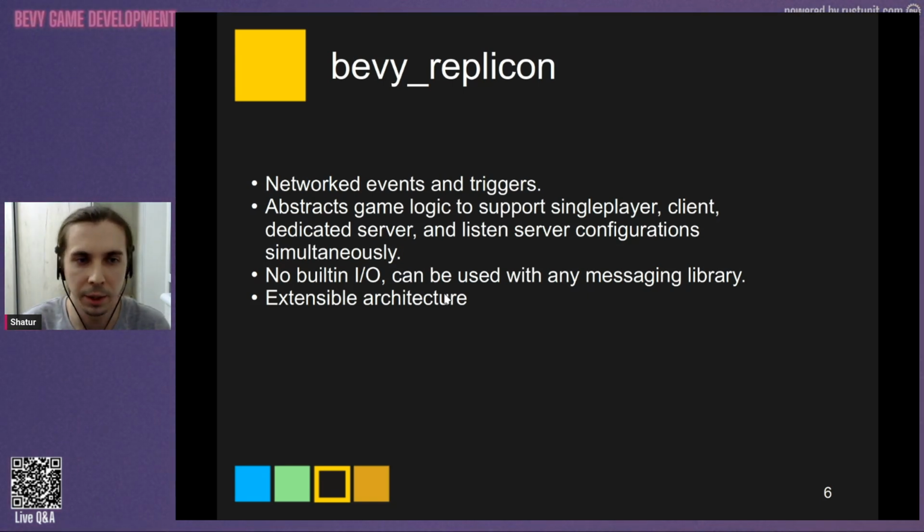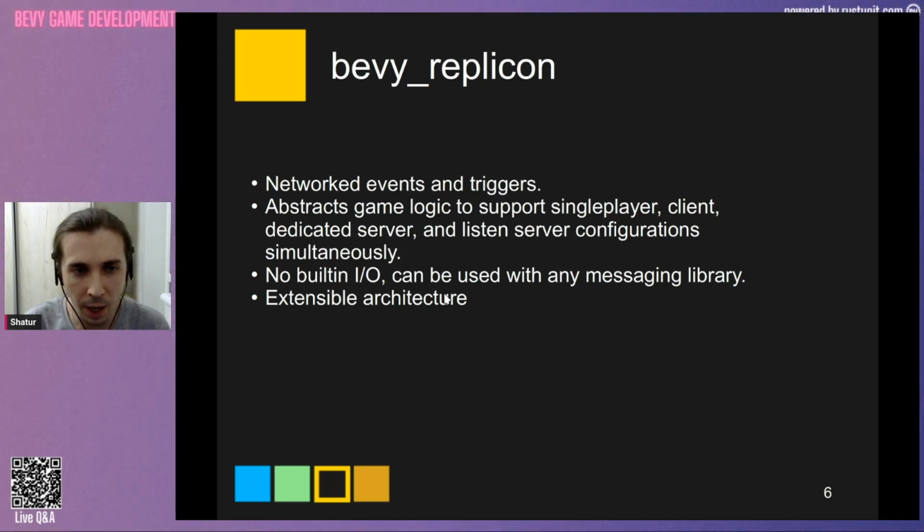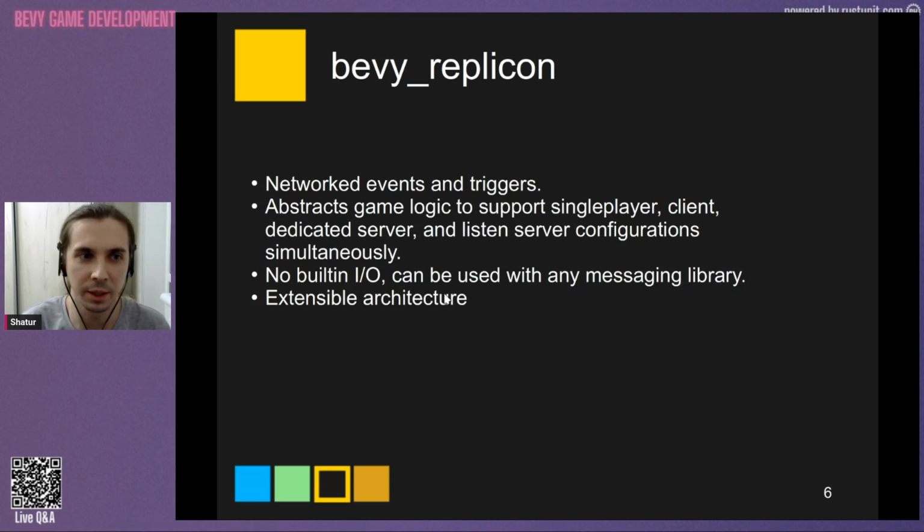So I figured out that it would be better to just hook it into those libraries and support them. And it also has an extensible architecture. I provide a lot of API to implement high-level abstractions. Originally, the crate wasn't abstracted from I/O. It was using Renet, but after some time, I figured out that it's better to support multiple transports. And over the years, the library changed quite a lot.